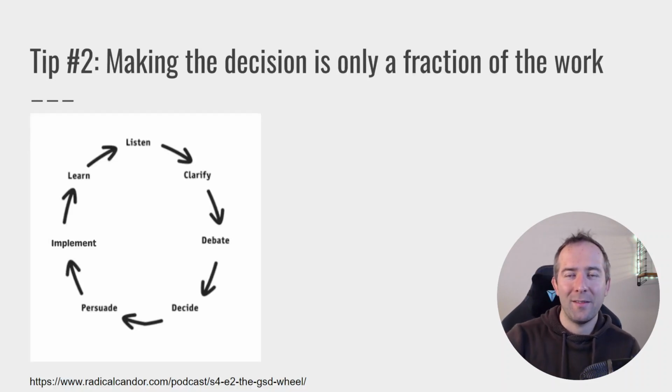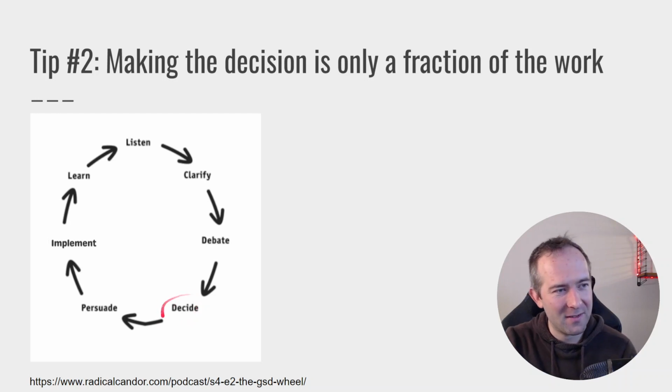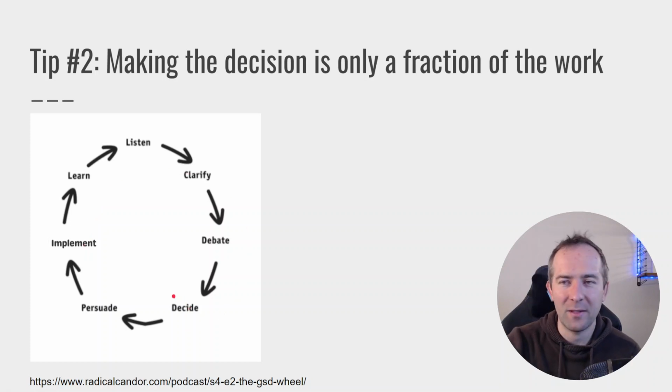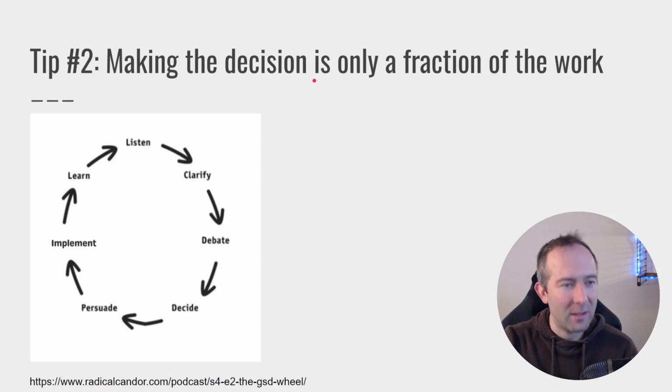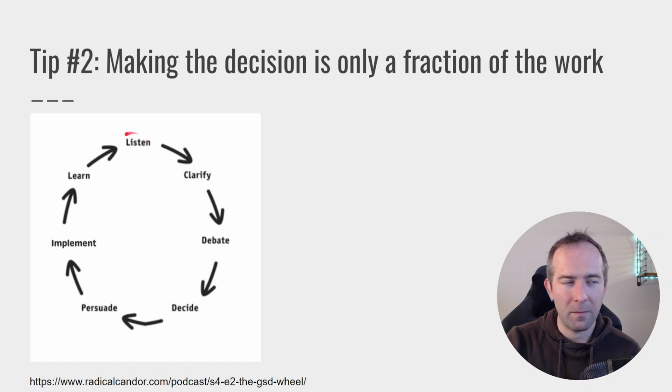Tip number 2 is the wheel of getting stuff done. As you can see, it factors in deciding or decision making, but that is only one of 7 steps to get stuff done in your teams. And that's tip number 2. Making a decision is not the only part of the work. There's a lot more that goes into getting stuff done. So let's quickly run through the wheel to provide some context here.